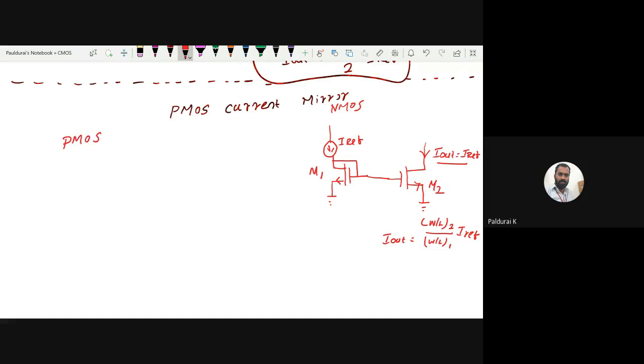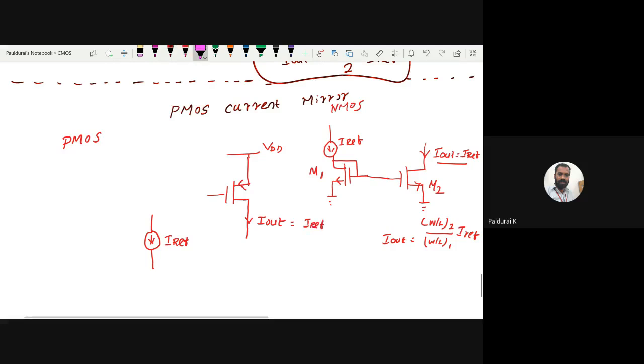Similarly, when you go with PMOS, this time I am having some current source. When it was NMOS you came from above, so now you have to draw from below. This is my I reference. And I am having some PMOS here this time. PMOS is acting as a current source. PMOS, you know, it is VDD. It is injecting a current from VDD to ground. This time this is my I out. Now this I out should be equal to this I reference.